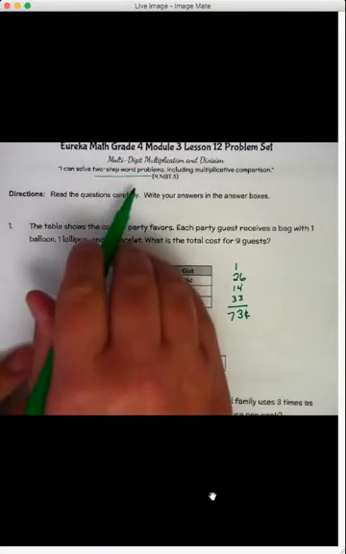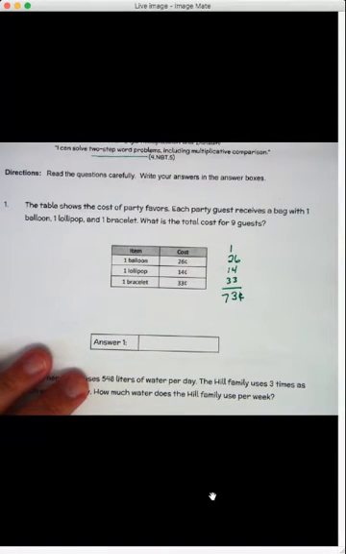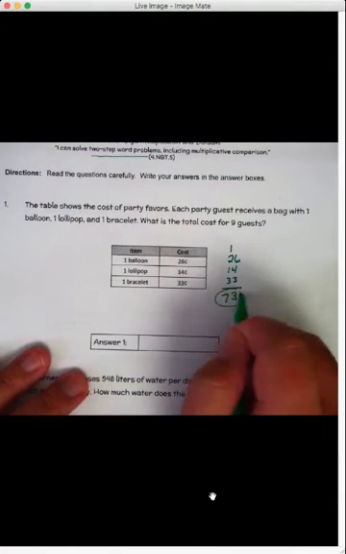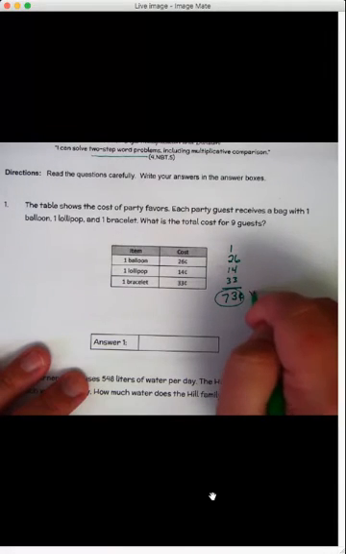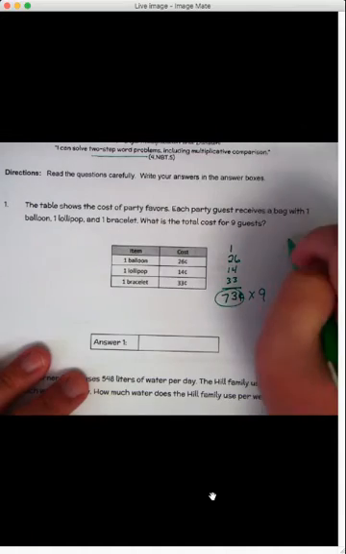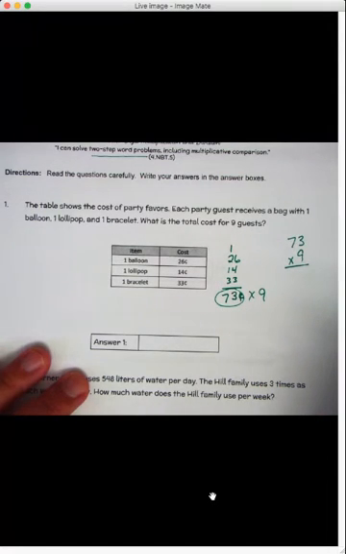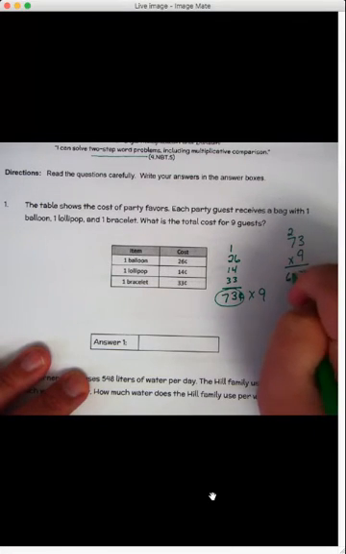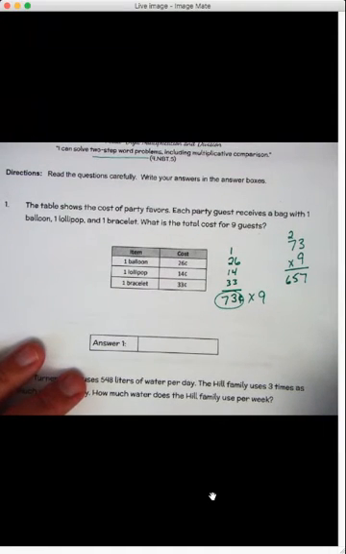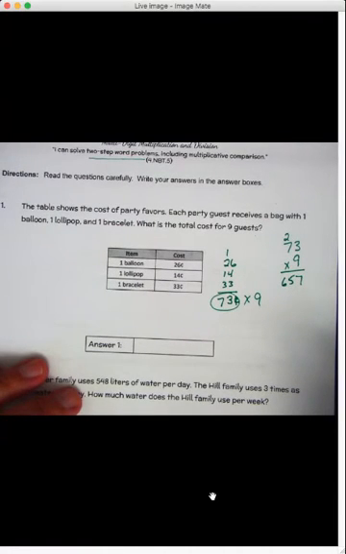Remember, we've got 2-step problems. Our second step is what? This is the cost for one bag, but I want to know how much it costs for 9 bags. So I have to take my 73 cents and multiply it times 9. And luckily today, we're just going to use the standard algorithm. 9 times 3 is 27. Put our 7 down, carry our 2. 9 times 7 is 63, plus 2 is 65. So it costs 657 cents to make 9 bags.